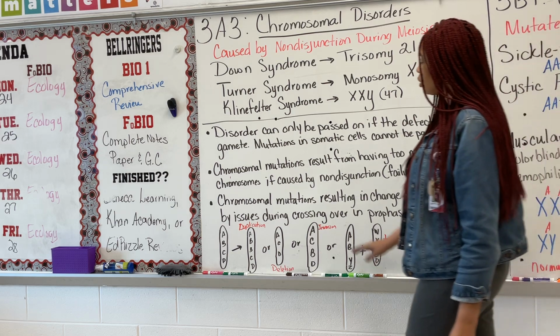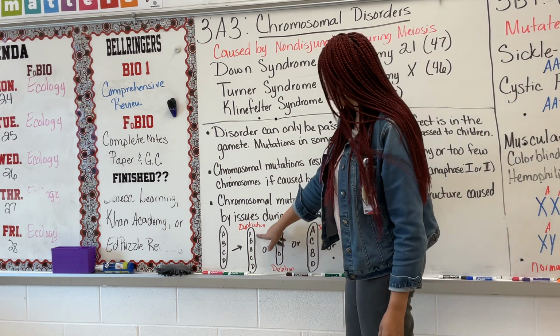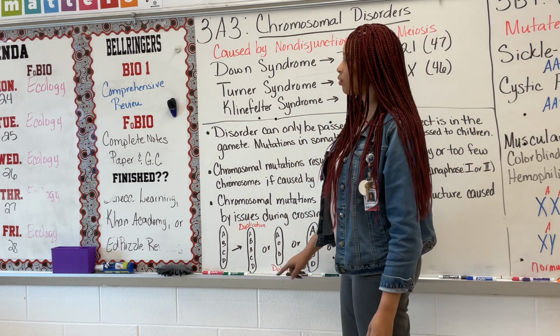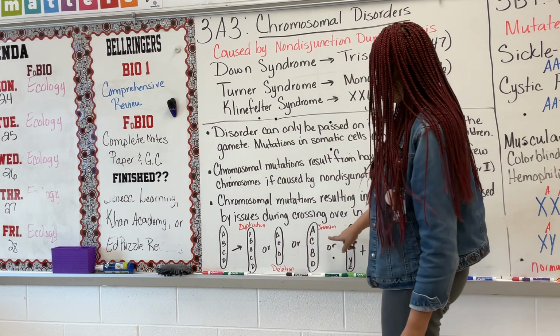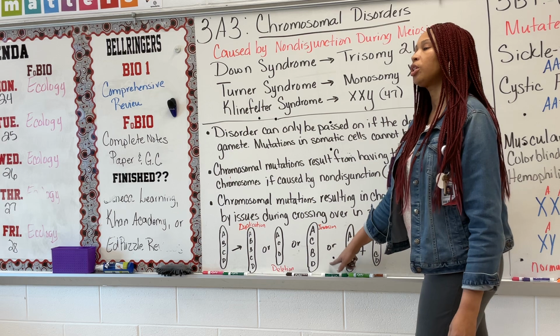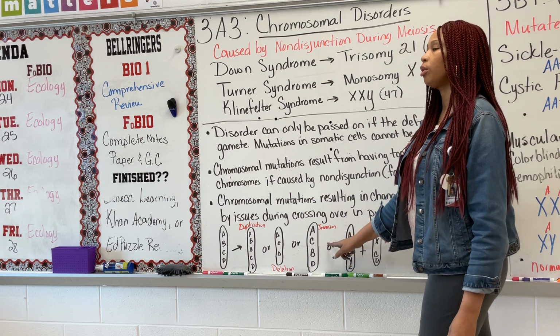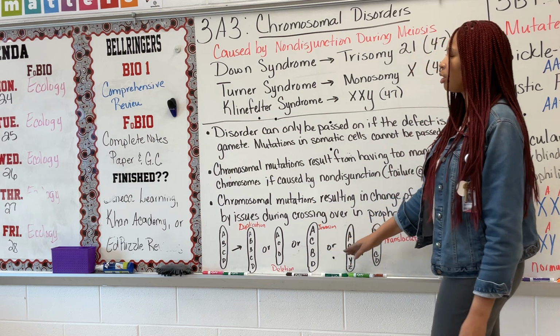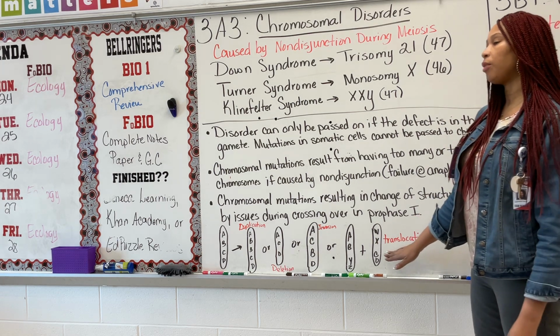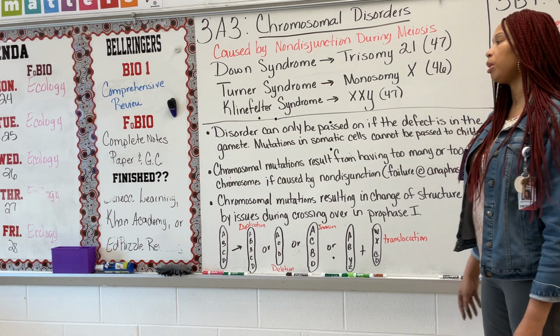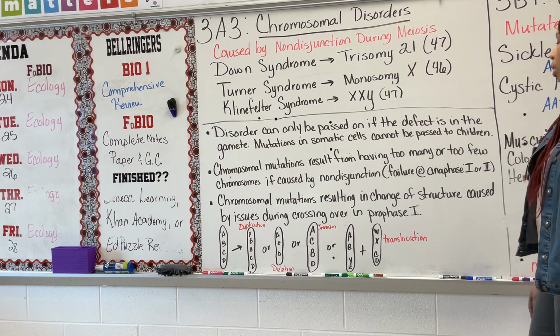So again, these are changes in structure. So you can have a duplication where you have more than one copy of a gene on a chromosome. You can have a deletion where you're missing a gene from a chromosome. You can have an inversion where the genes are in the wrong location on the chromosome. They're there, they're just inverted in the wrong space. And you can also have translocations that involve 2 different chromosomes and genes ending up on the wrong chromosome altogether.